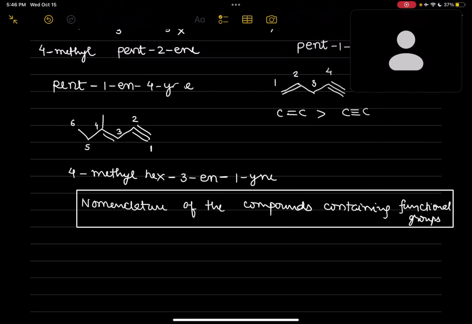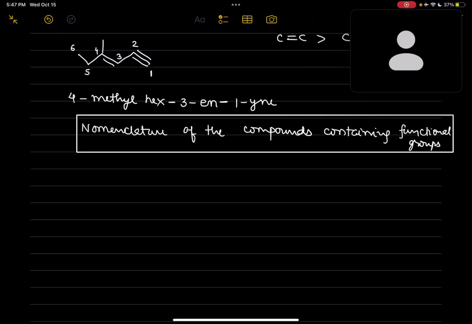Nomenclature of the compound containing functional group. Okay. So there is a list of organic compounds, and there is also a priority order. The priority order comes into picture if there are multiple functional groups. Got it? And if there is a single functional group, then it is not a problem. Got it?